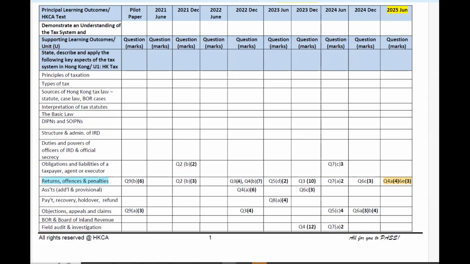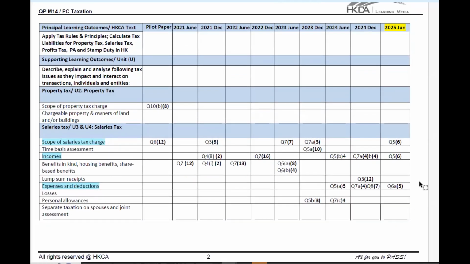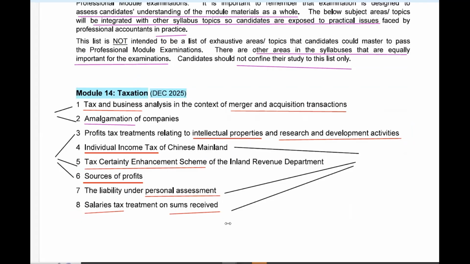Okay, then we move on to page 2 of your past paper analysis. In 2005 June, they tested you on the scope of sales tax charge. Then you ask yourself, is it in the hot topic this time? No. Sales tax charge is different from profits tax. So in your hot topic, there's no sales tax charge. It only asks about sales tax treatment on sums received. They did not mention the scope of sales tax charge. Can you see the point?